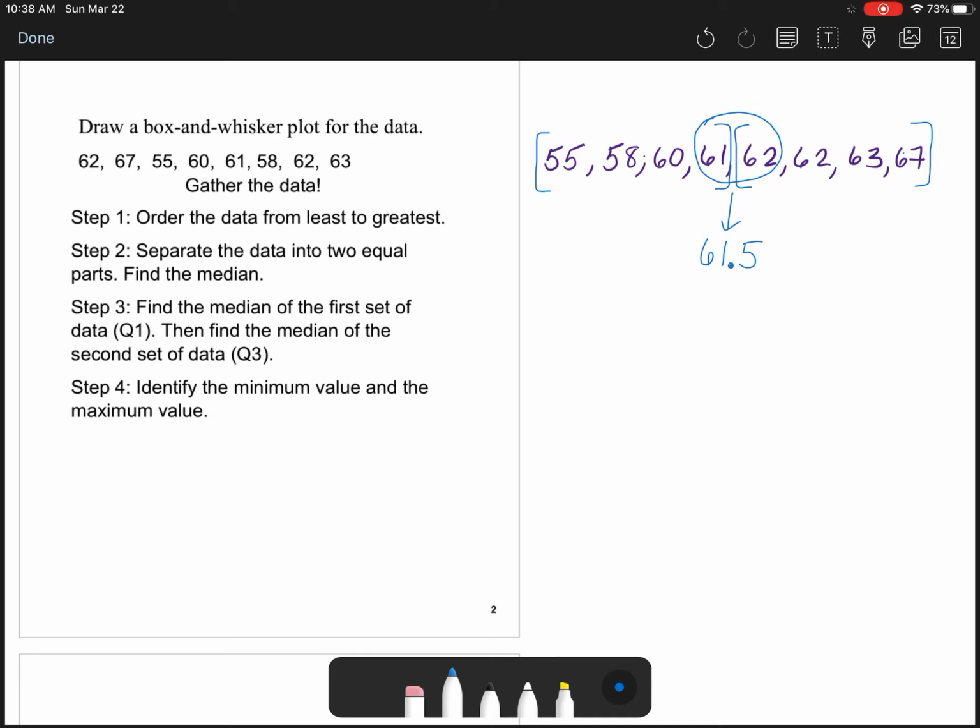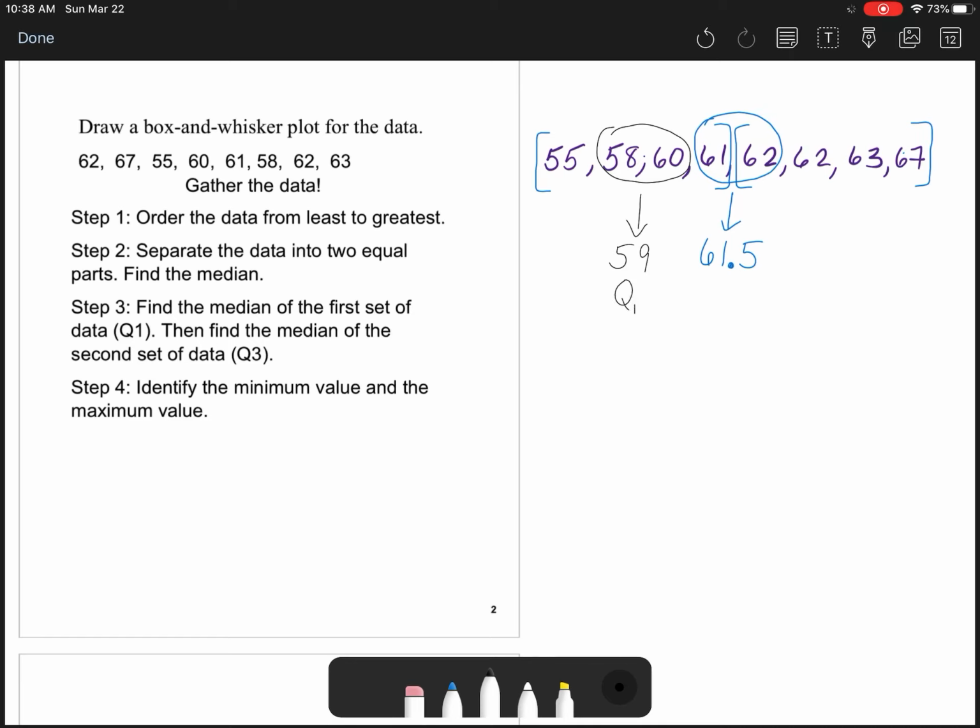The next step, step 3, is to find the median of the first half of the data. This is called Q1, the first quartile. When we find the median of the first half of the data, take a look here. We have 4 numbers in the first half. Again, there's 2 numbers in the middle of that. We're going to find the median of these 2 numbers. You find the average of those 2: 58 plus 60, divide that by 2. You're going to get 59.